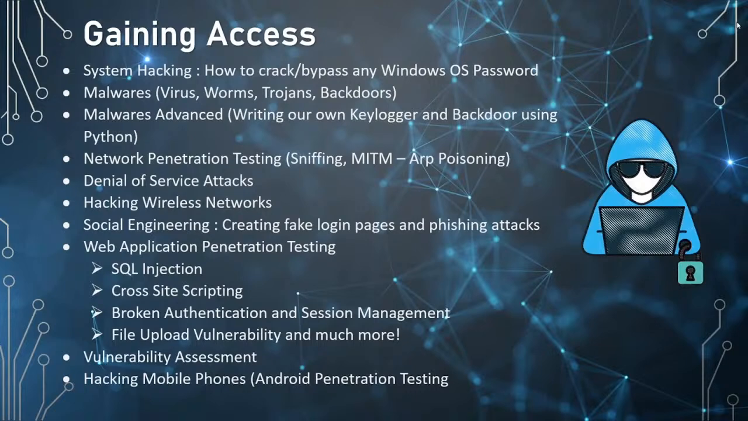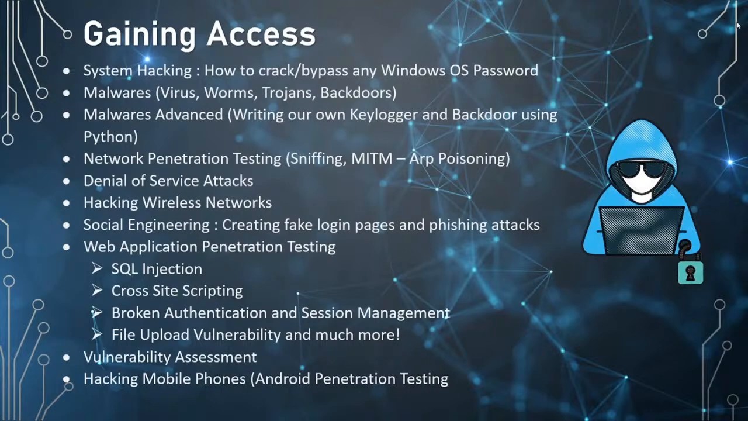After this is done, we have two small topics, which are maintaining access and reporting or clearing traces. Gaining access is the most important concept, guys. After that, we need to know how to maintain persistent connections. How do hackers maintain a connection even if the system restarts? That is what is known as maintaining persistent connections. After that, we have reporting or clearing traces, where we'll see how to generate a report and submit it to the organization. Or if you're a black hat hacker, how do they remove all the evidence? How do they clear the traces?